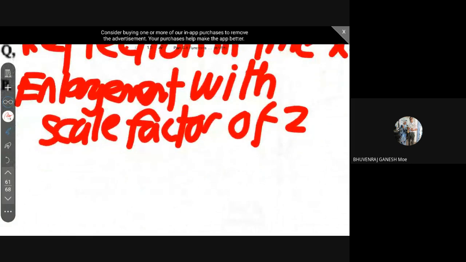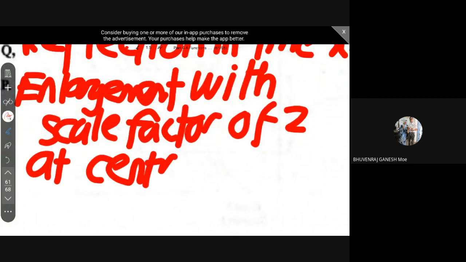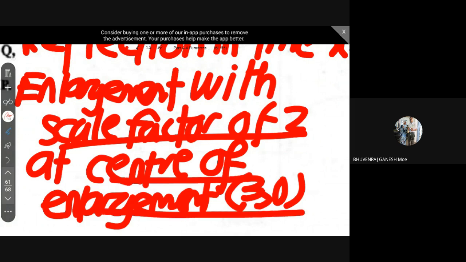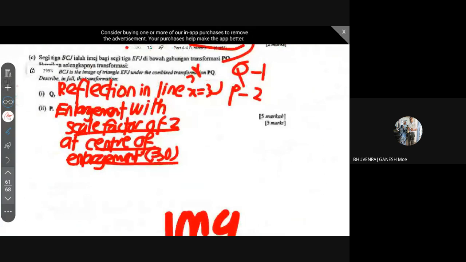Like the center of rotation you learned in lower form, here we have something new called center of enlargement. Center of enlargement is (3, 0). This is the complete answer. So make sure you have your scale factor correct and your center of enlargement. This is how they see the marks. So can you understand now? This is one question done already. 10 marks, 9 marks. So good.